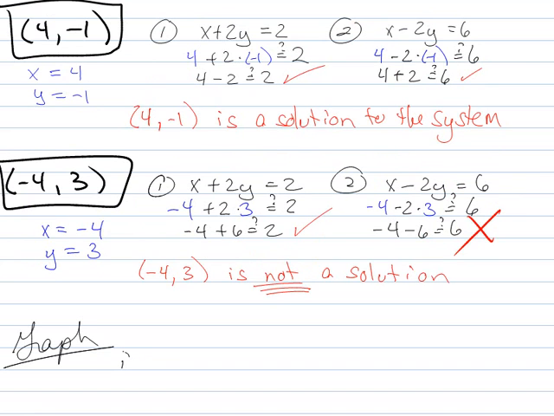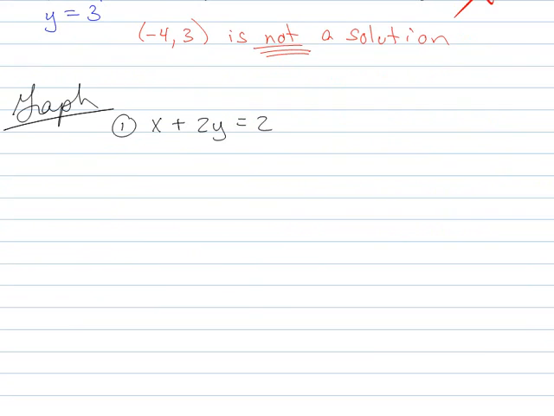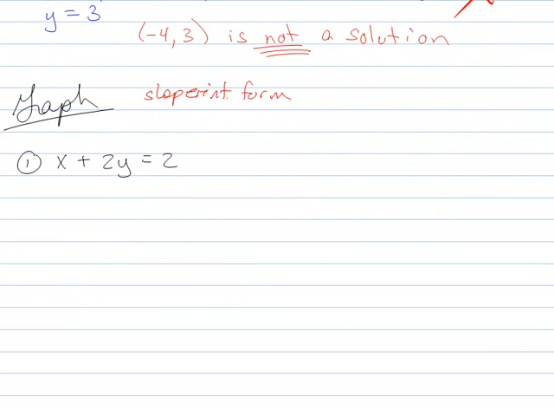If we want to graph these various things, we need to get them into what kind of form? What kind of form do we need to get these in? You should be at home saying, we need to get them in slope-intercept form, right? Slope-intercept form. That's what we're going for. Alright, so let's get this first one into slope-intercept form. Means we need to get the y by itself.